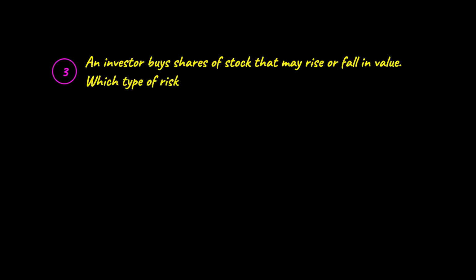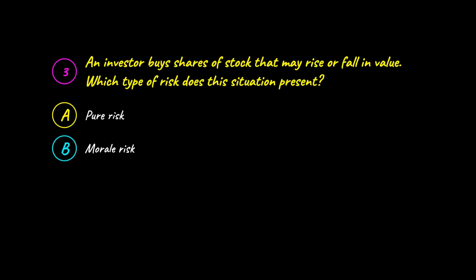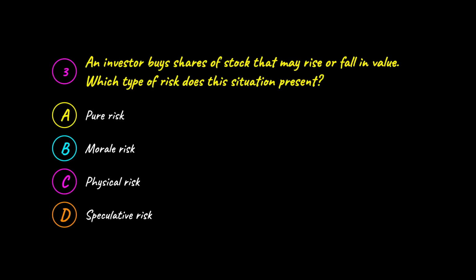Question 3. An investor buys shares of stock that may rise or fall in value. Which type of risk does this situation present? Your options are A, pure risk, B, morale risk, C, physical risk, D, speculative risk. Before I reveal it, which one do you think is right?